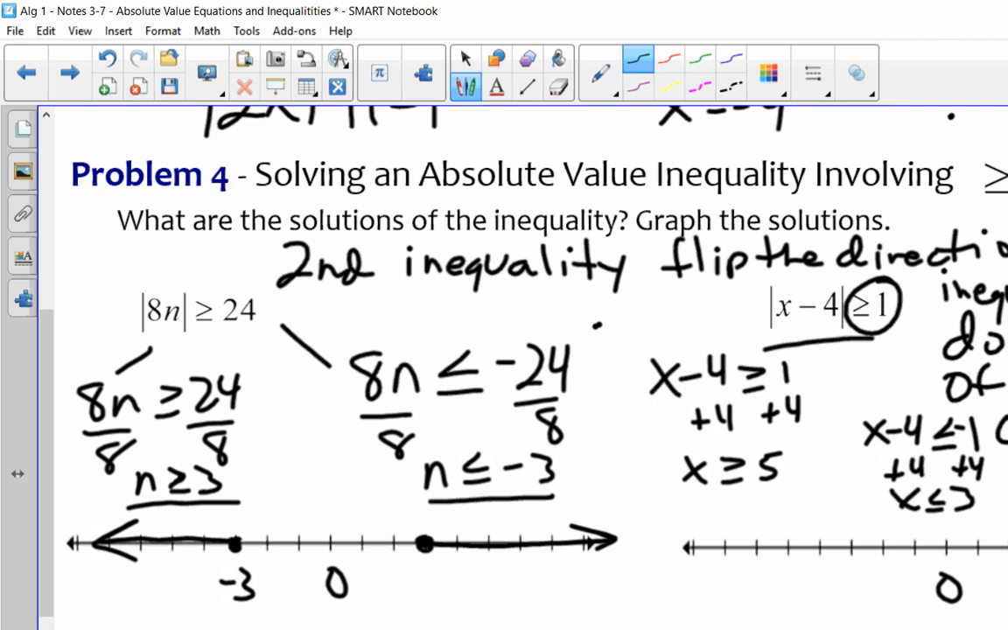Okay, so find my two numbers. 5 is right here, I believe. Solid point because it's equal to, but greater than goes this way. Second one, I find 3. Solid point because it's also equal to, but now it's telling me to go this way.